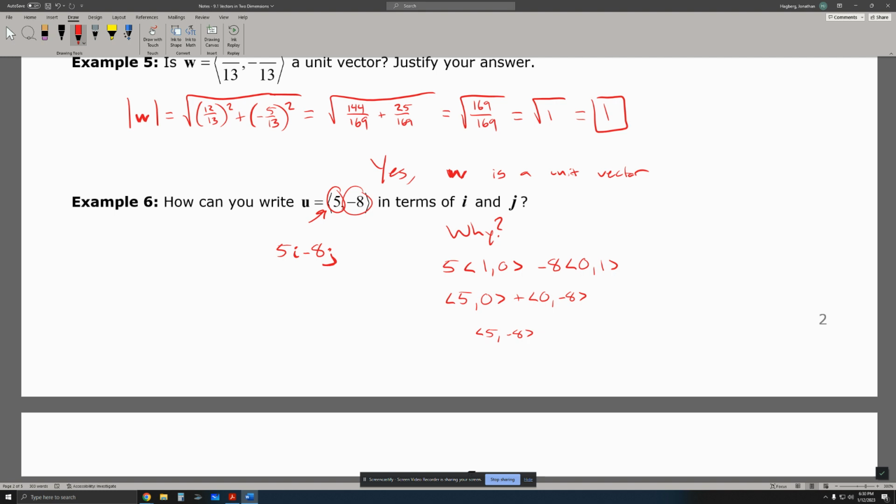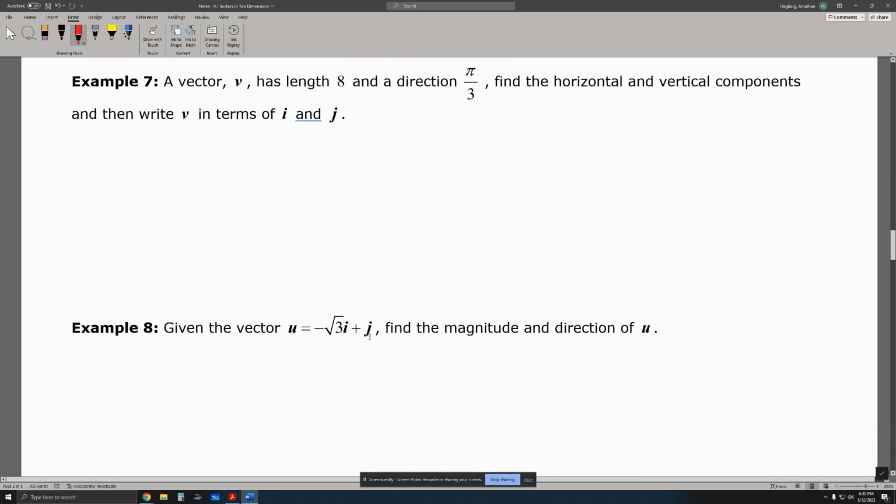All right, go ahead and flip the page. Example 7: a vector has length 8 and direction pi thirds. Find the horizontal and vertical components and then write the vector v in terms of i and j. Okay? So if I were to draw this vector, I know that it has length 8 and direction pi thirds. So the length would be 8 and that angle is pi thirds.